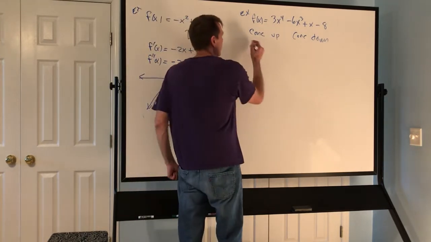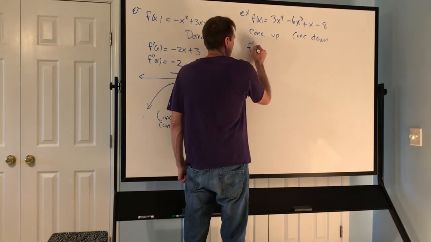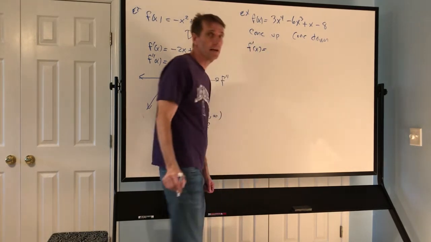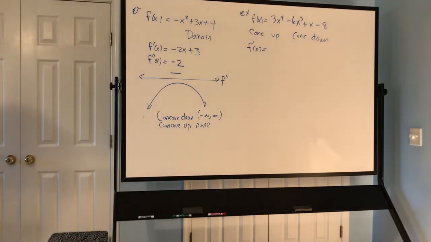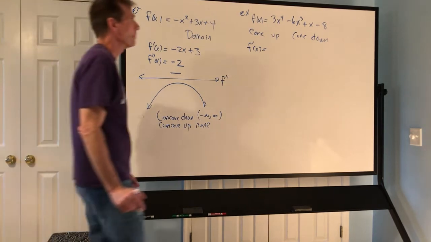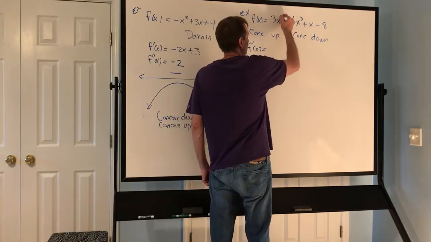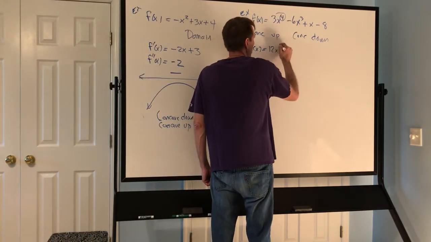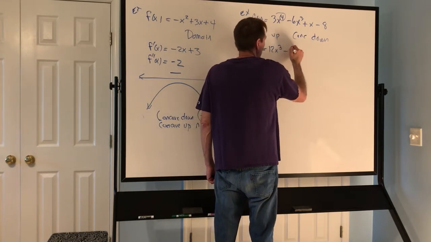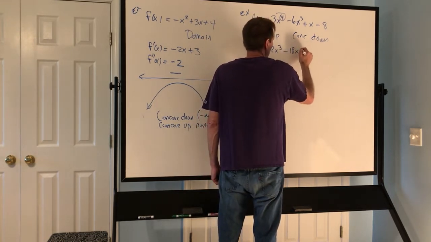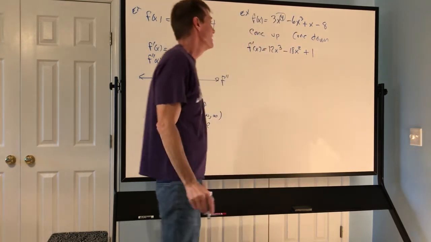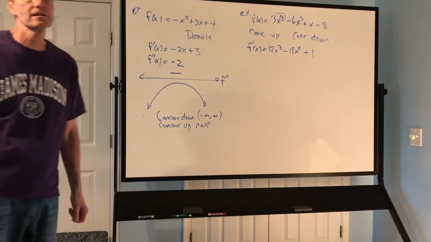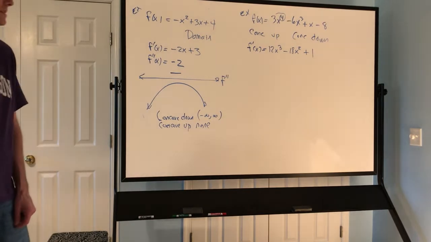So hopefully you said, Dr. Warren, we're going to look at the second derivative. But to get there, we've got to take the first derivative. So go ahead and take a shot at that. You can pause it and do it, but I'm now going to do it here. Hopefully you're getting 12x cubed minus 18x squared plus 1.